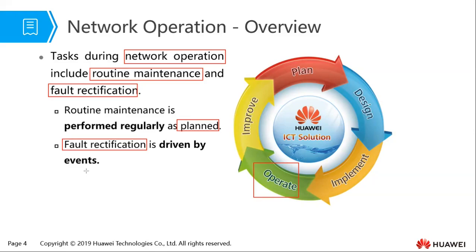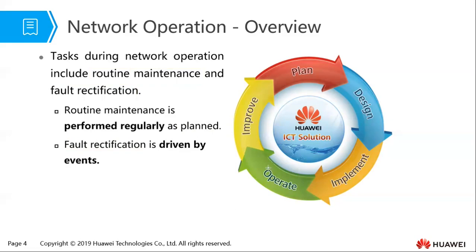Normally, it provides reference for routine maintenance. The purpose of fault rectification really is to find the cause of a fault. So what has caused this fault? Then it will also provide reference for routine maintenance. Sometimes this particular phase, the operation phase or the maintenance phase, is also referred to as the O&M phase, or the operation and maintenance phase. So if you hear O&M, again, it happens at this particular stage.